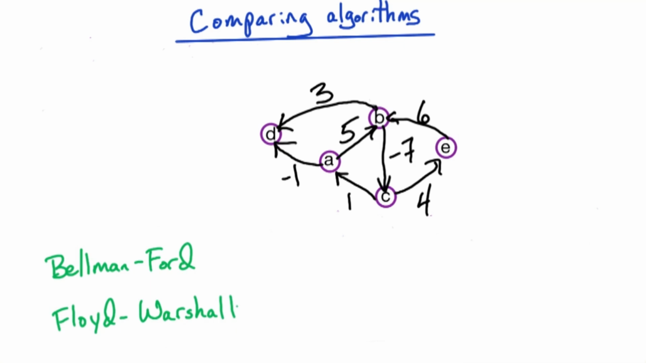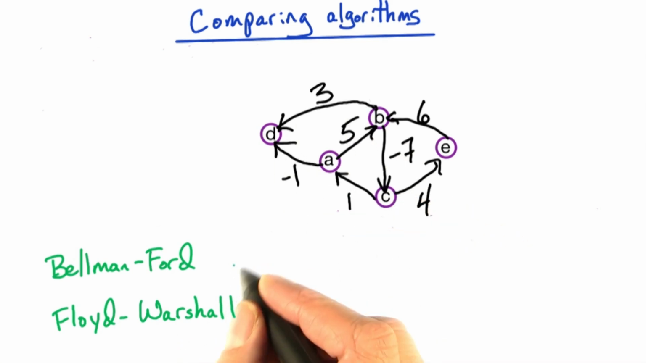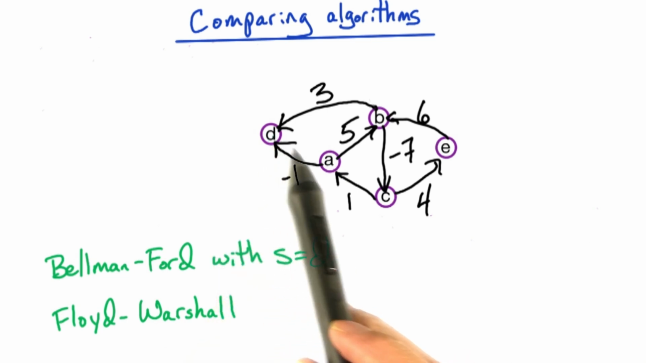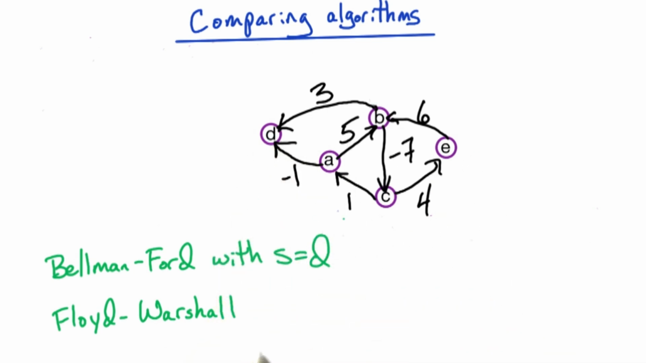Floyd-Warshall does all pairs shortest path. Bellman-Ford does single source shortest path. So we give it a start vertex and it finds the shortest path from that start vertex to all other vertices. Now, in this example, suppose we run Bellman-Ford with the start vertex as D. It's not going to do much interesting because from D you can't even reach any of the graph.